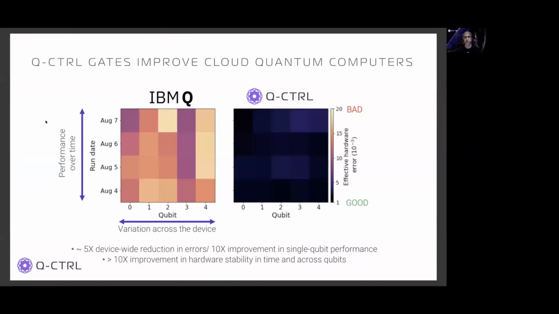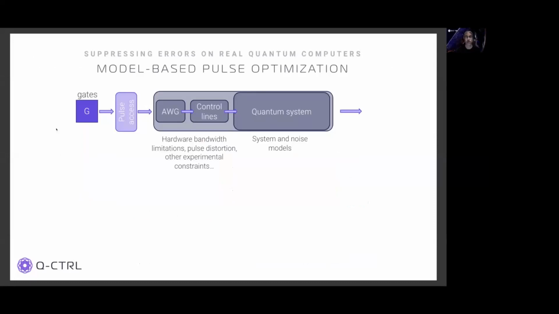Here's a side-by-side comparison of the IBM native pulse and a Q-control pulse robust to amplitude noise over the course of 4 days. The pulses are implemented in parallel in all 5 qubits in the chip. The robust pulse provides a 10-fold improvement in hardware stability over time and across device, as well as a 10 times improvement in single qubit gate performance. We will discuss in this presentation all the steps necessary to achieve these results, from pulse design to calibration and implementation.